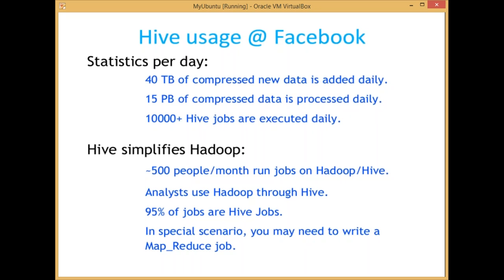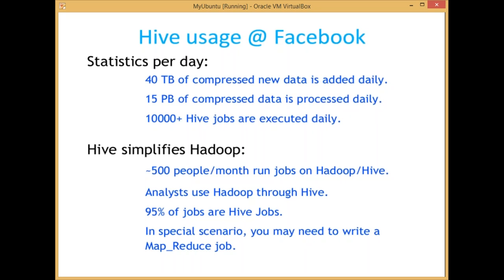Hive simplifies Hadoop. The people who felt difficult to use Hadoop because they had to write the MapReduce program, Hive has simplified that. Because now you don't need to write the MapReduce program. You can access your Hadoop through Hive. So approximately 500 people per month are running jobs on Hadoop and Hive. Analysts use Hadoop through Hive. The people who are not from a Java background are quite happy that they can now access Hadoop through Hive by writing simple SQL queries.